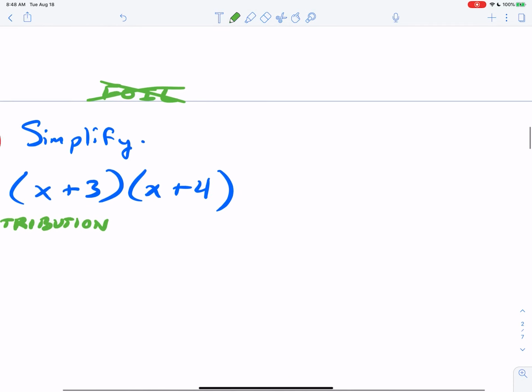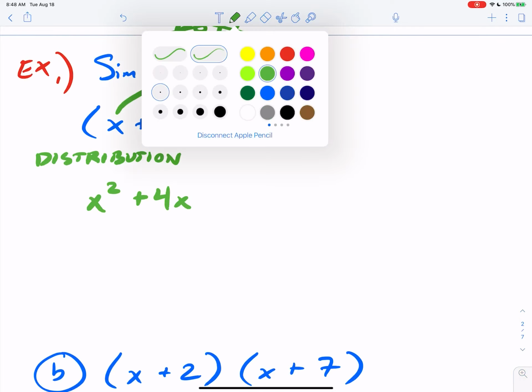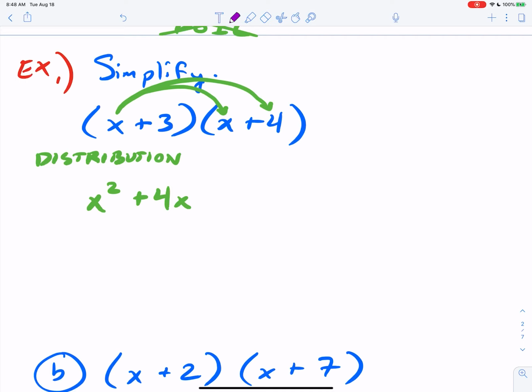Okay, here we go. x times x, when you're multiplying it by itself, is x squared. Then x times a positive 4 is a positive 4x. Let's keep going. Positive 3 times x is a positive 3x. And positive 3 times positive 4 is a positive 12.